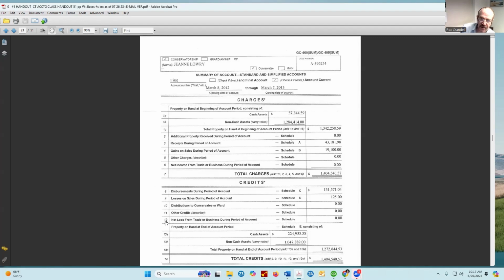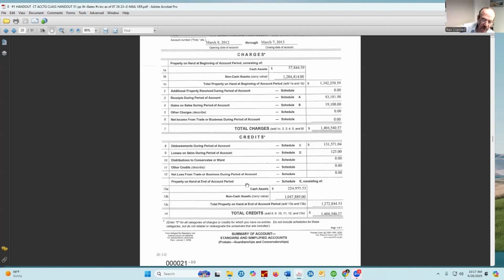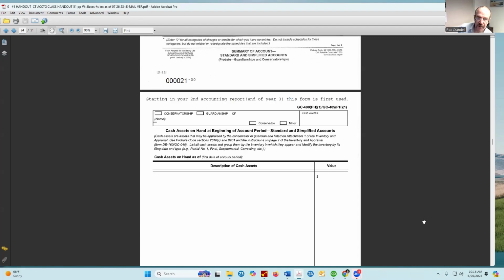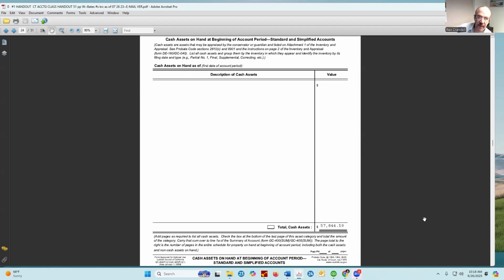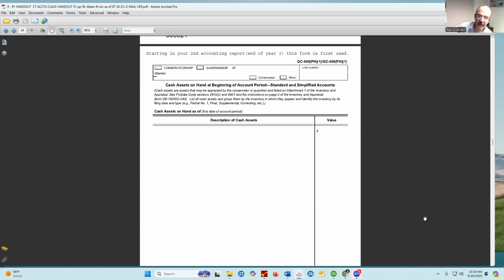So this form, if you print it out or you have a bookmark, we're going to be going into a lot of different schedules and coming back to this form. So keep it available because we're going to be flipping back and forth.